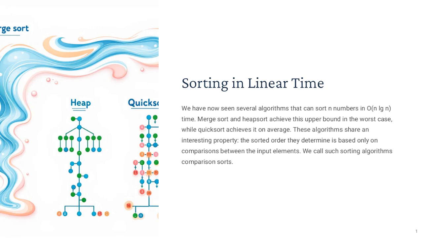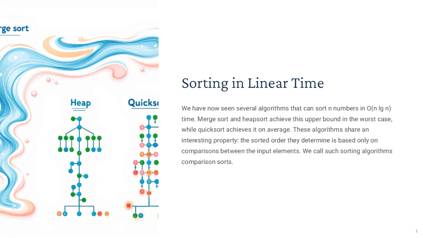In this lecture, we will explore the landscape of sorting algorithms, particularly focusing on the distinction between comparison-based sorting and linear time sorting techniques. So far, we have encountered algorithms like merge sort, heap sort, and quicksort. These algorithms are categorized as comparison sorts because the sorted order they determine relies solely on comparisons between input elements. For example, merge sort and heap sort achieve an upper bound of O(n log n) in the worst case, while quicksort achieves this bound on average. However, they all share a fundamental limitation: they must perform Ω(n log n) comparisons in the worst case to sort n elements, as we'll discuss in later slides.